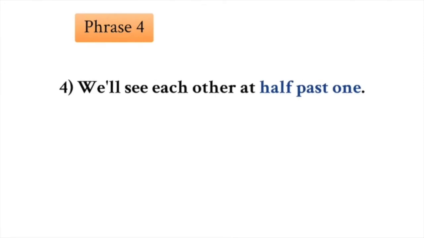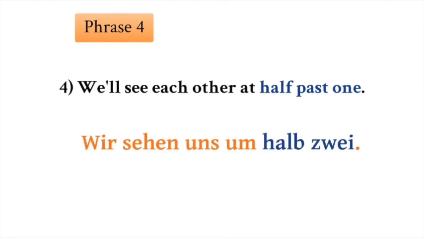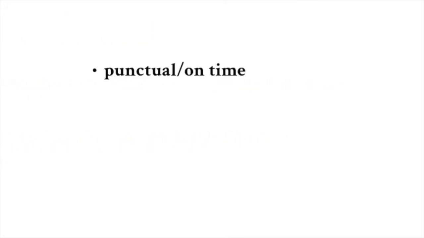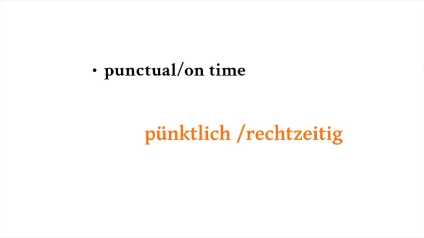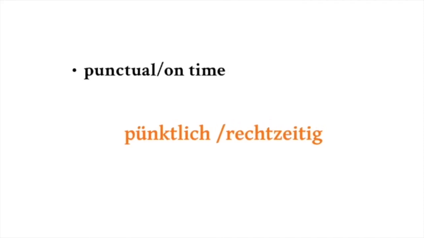Let's continue with phrase number 4. We will see each other at 1:30. Wir sehen uns 1:30. To see each other can be translated as sehen uns, and remember, 1:30 literally means half an hour before 2. We will see each other at 1:30. Wir sehen uns 1:30. Punctual or on time in German is pünktlich, and rechtzeitig.